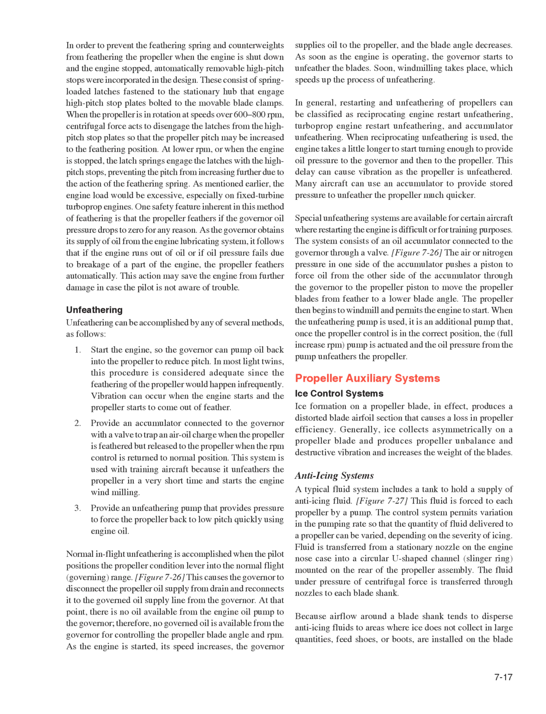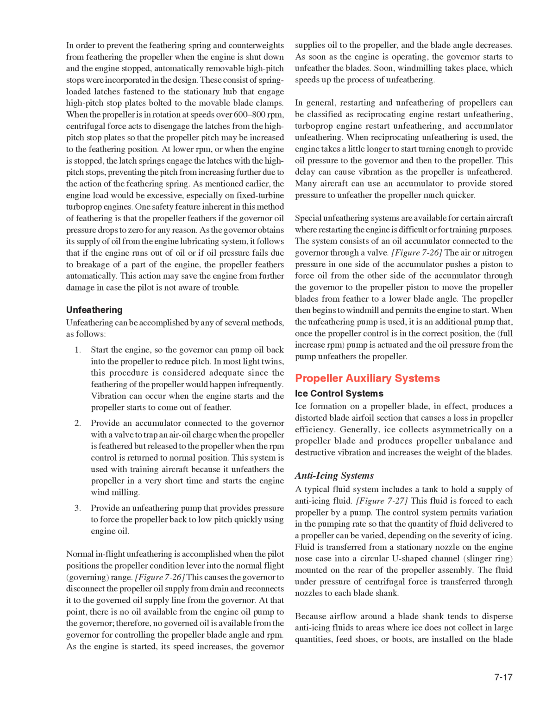As the governor obtains its supply of oil from the engine lubricating system, it follows that if the engine runs out of oil or if oil pressure fails due to breakage of a part of the engine, the propeller feathers automatically. This action may save the engine from further damage in case the pilot is not aware of trouble.